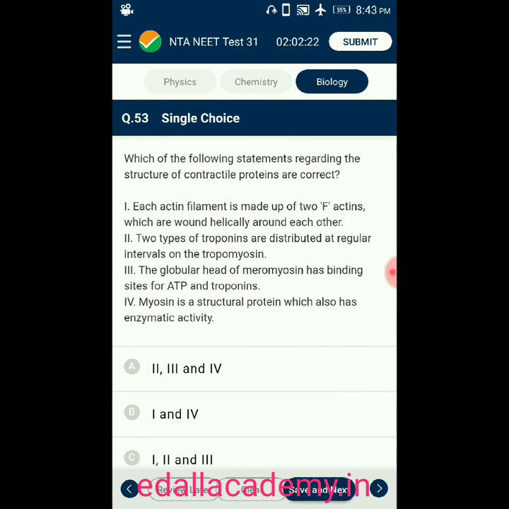Question number 53. Which of the following statements regarding the structure of contractile proteins are correct? 3 types of protein, troponin T, troponin I and troponin C, are distributed at regular intervals on the tropomyosin. The globular head of the meromyosin is an active ATPase enzyme. It has binding sites for ATP and an active site for actin. Due to its ATPase activity, myosin, which is a contractile structural protein, also has enzymatic action. So the answer for this question is option D. From the given 4 statements regarding the structure of contractile protein, the first and fourth statements alone are correct.